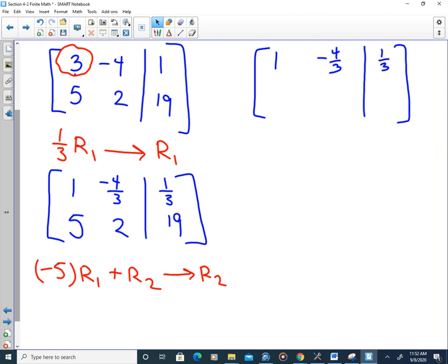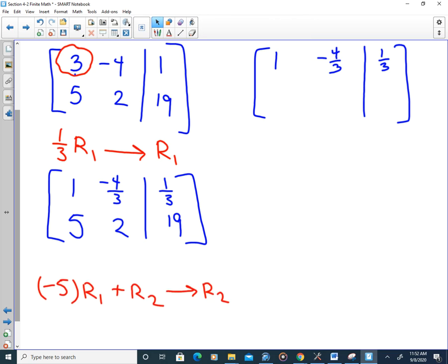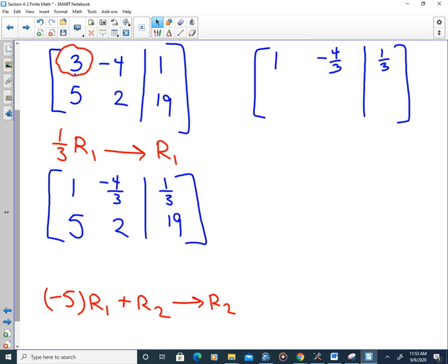Now I want to multiply everything in row 1 times -5. I'm just going to write it under row 2. I'm going to add these together. So I'm taking this row times -5. So -5 times 1, -5. -5 times -4/3 would be +20/3. And then -5 times 1/3 would be -5/3.